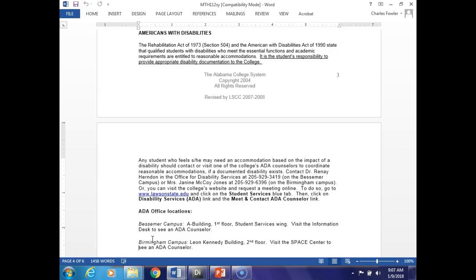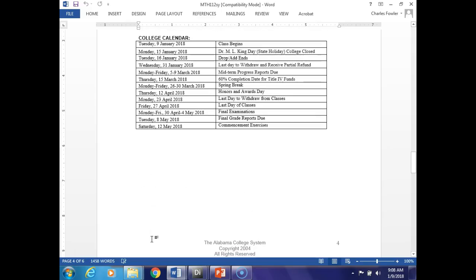Birmingham campus, in the Leon Kennedy building on the second floor. That's where the cafeteria is, and the police department's up there on the first floor. Second floor is where lots of things are. You can go to the Space Center there and see the ADA counselor. Ms. Joy Jones, I think, is located in the Space Center.